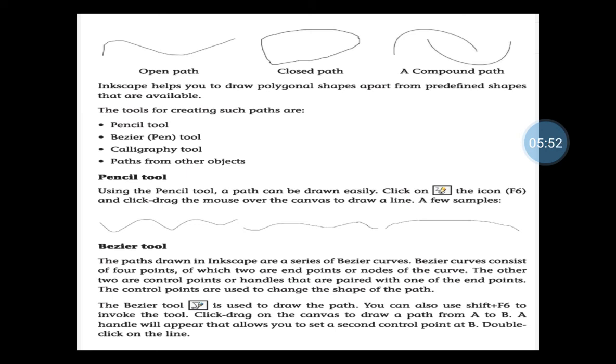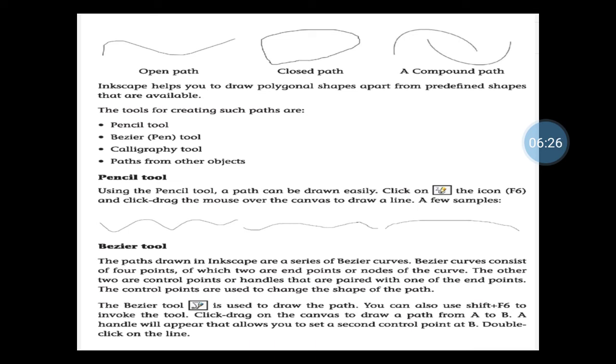Inkscape helps you to draw polygonal shapes apart from the predefined shapes that are available. So you can create polygonal shapes also using Inkscape. To create some paths you have to use some tools. These are the tools available in Inkscape: pencil tool, Bezier tool, calligraphy tool, path from other object. These three are the tools we are using to create different paths.